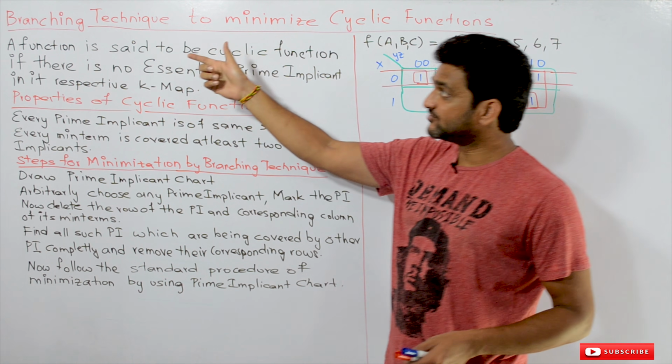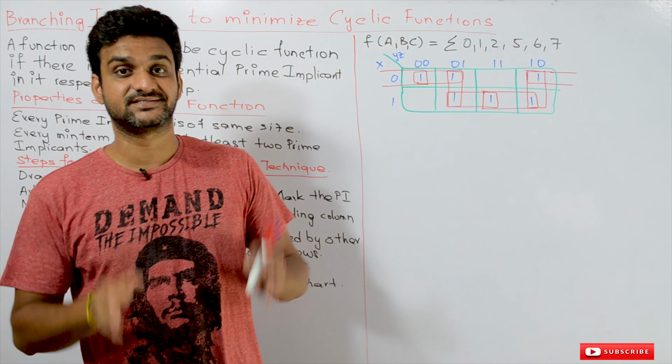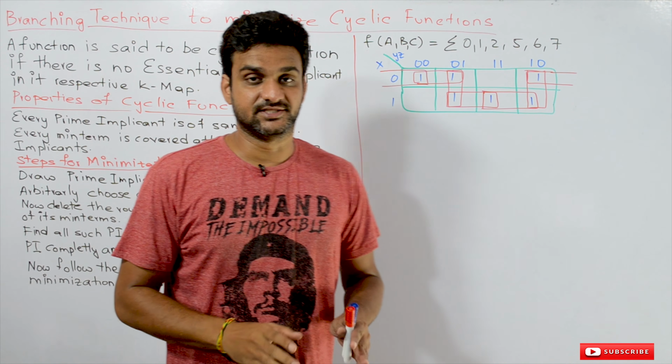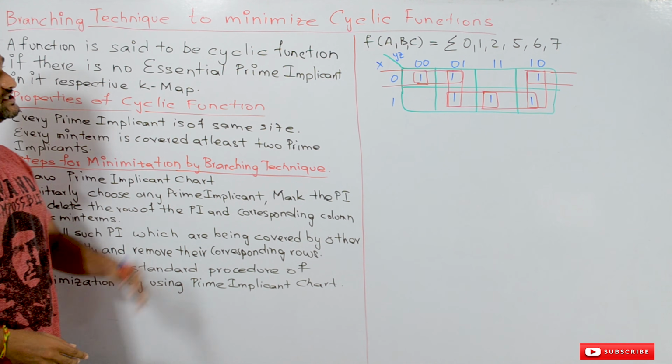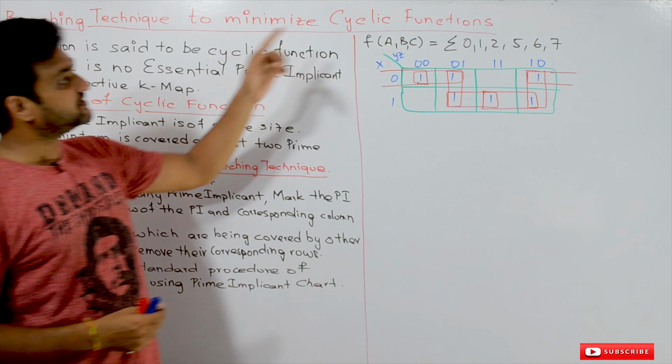In this class, we will try to understand the branching technique to minimize cyclic functions. This is another kind of technique where we can minimize the cyclic Boolean functions. Before understanding how this technique will help in minimization, we will try to understand what is meant by cyclic functions.